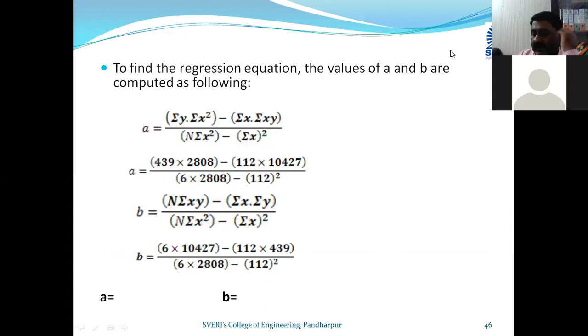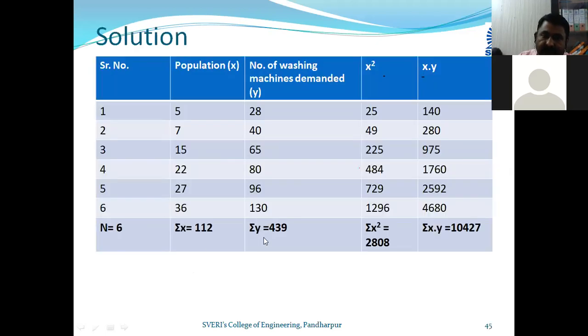So here I have to go for the regression equation, and for that particular regression equation I have to find out the values. Values of a and b are required to be calculated. So here you can see the values of a and b. For a, the formula is summation y summation x square minus summation x summation xy, divided by n summation x square minus summation x whole square. The values also I have written, so you can refer. Summation y 439, summation x 112, summation x square 2808, and summation xy 10,427.